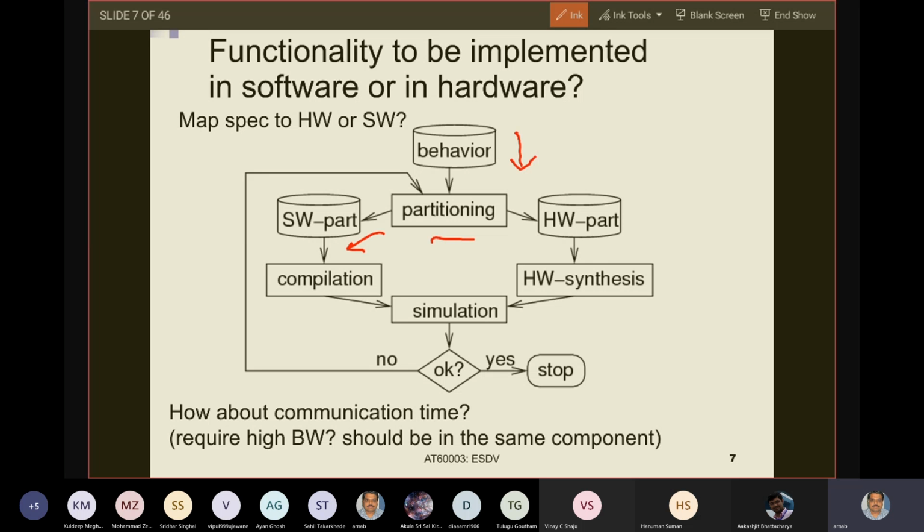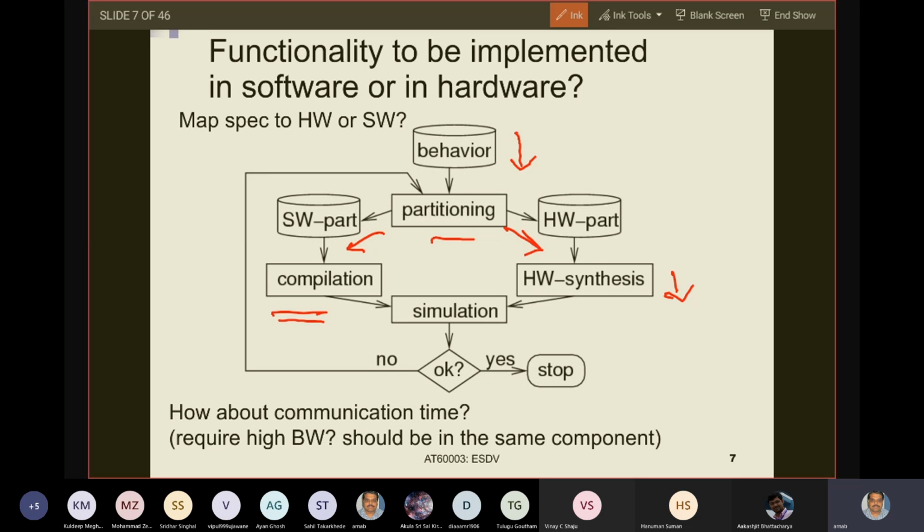You have decided that some of these tasks you will execute in software, some in hardware. For the software part, you will do a compilation, because you may have C programs for it. And because you have a behavior, from that behavior you have learned modeling, so you know that you can automatically generate C code or even hardware description language VHDL Verilog code from the same model. For the hardware part, you could do a high level synthesis to get a gate level design, a gate level behavior.